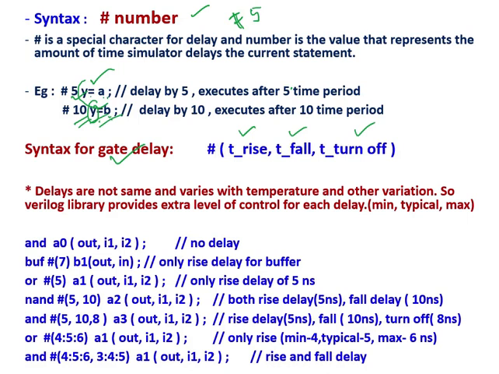Okay, so here AND A0 out A1 and out I1 and I2, this is an AND gate, and here I have not mentioned any delay, so there is no hash here, so there is no delay here. Okay, here buffer hash 7 b1 out and in, here only the first one is mentioned, this rise delay. Okay, this number is 7 time steps, or you can say 7 nanosecond or 7 picosecond. So it is only a rise time delay, the first one is only rise time delay, the fall time delay and turn off delay have not been mentioned here.